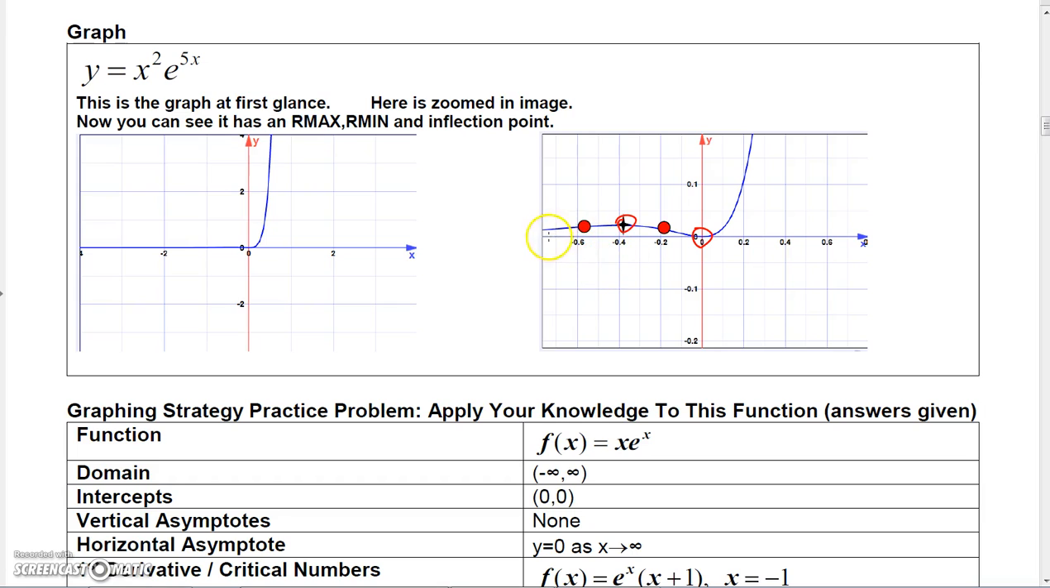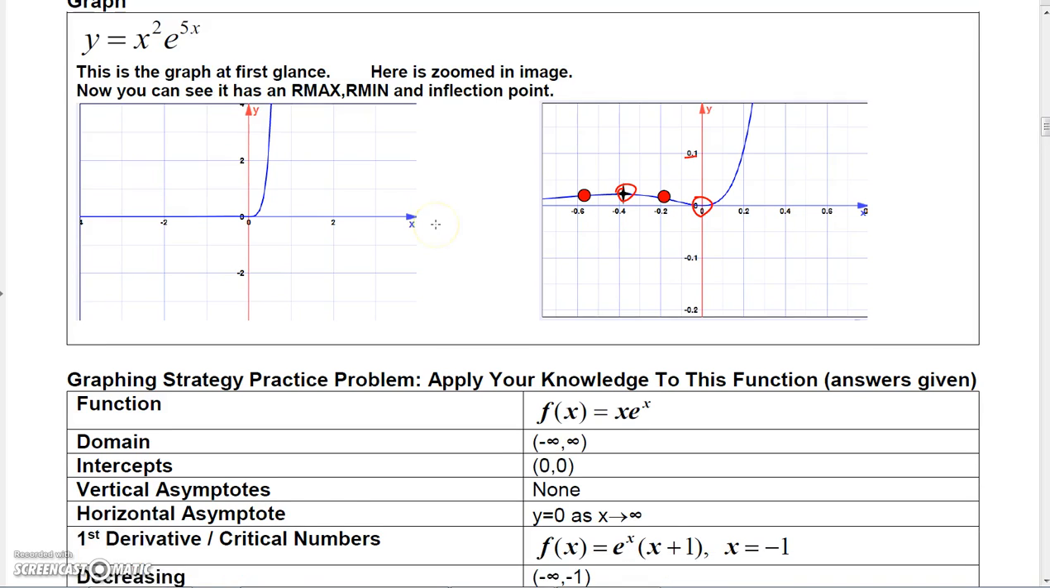And then you'll notice that the y values of these three numbers are very, very small. So see, that's 0.1 right there. So they're very, very small values.